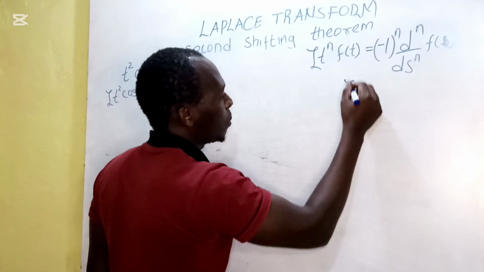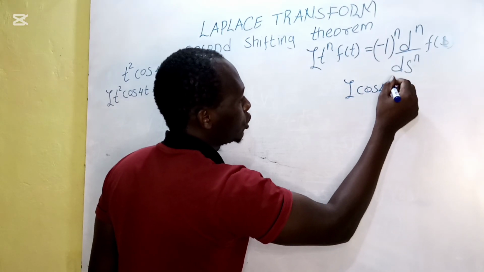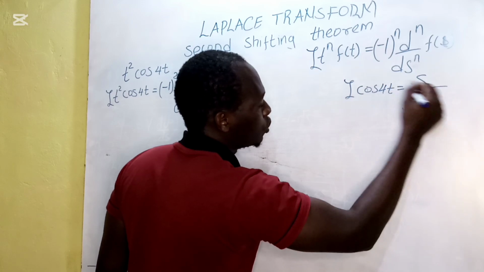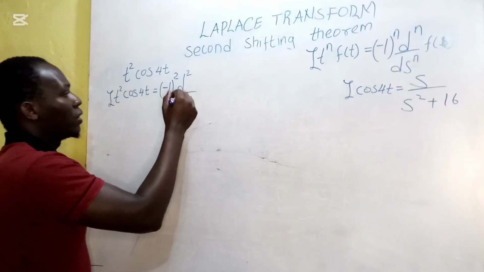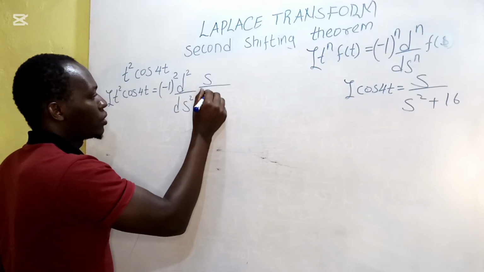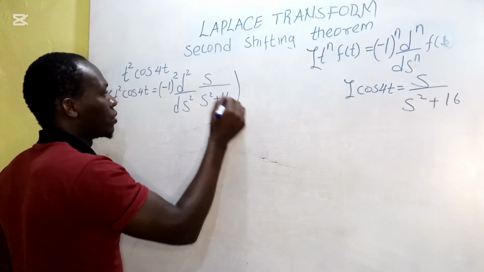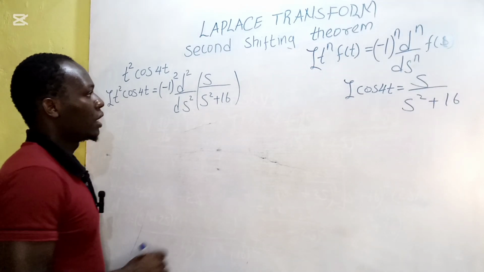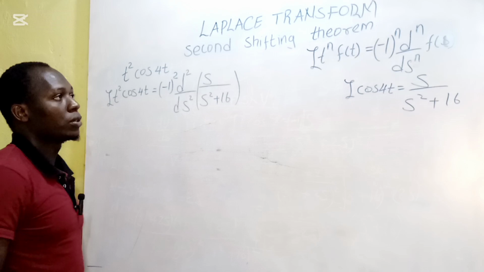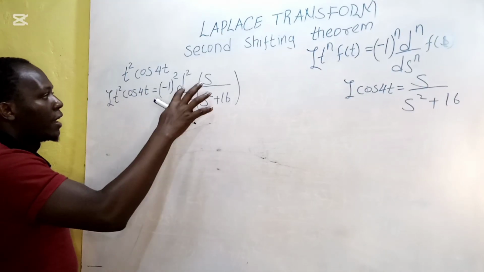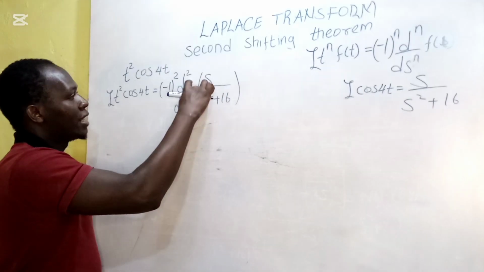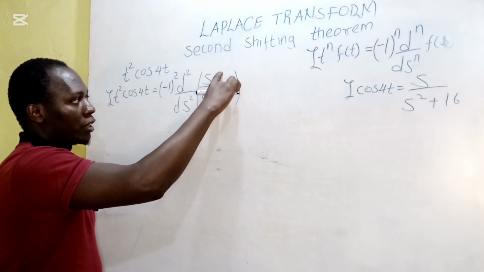Now, the Laplace transform of cos 4t is equal to s over s squared plus 16, to mean that we are going to have here s over s squared plus 16. That is the Laplace transform of our function f of t, which is equal to F of s. Let us now do our differential here, because it is the differential of our function.